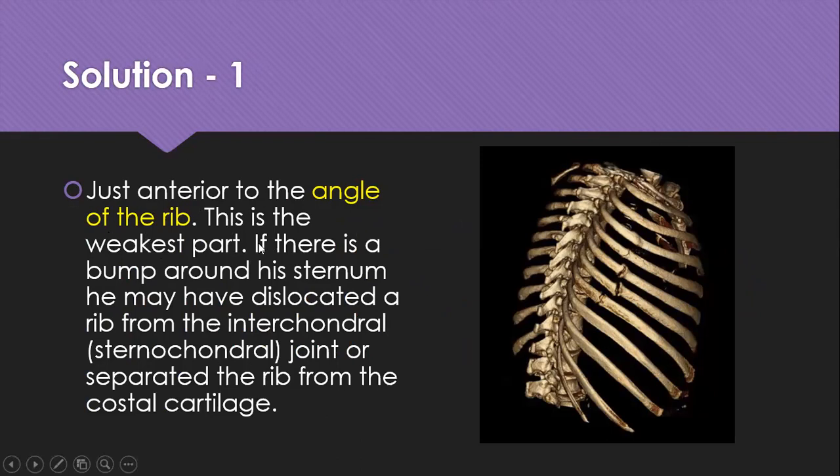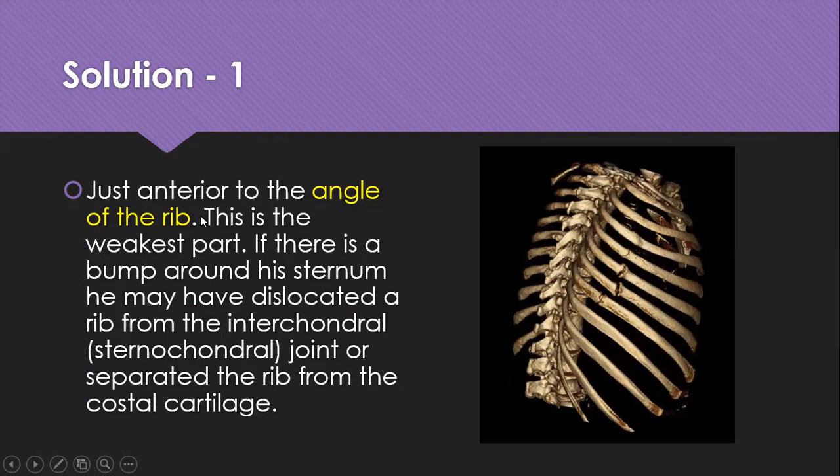Now, to answer the second question, which is the differential diagnosis, if there is a bump around the sternum, he may have dislocated a rib from the interchondral joint. So the interchondral joint is the joint between the sternum and the costal cartilage, the sternochondral joint. Or he may have separated the rib from the costal cartilage. So dislocating the rib from the interchondral joint or separating the rib from the costal cartilage can cause a bump around the sternum, and that is why he had a bump. That is the differential diagnosis.